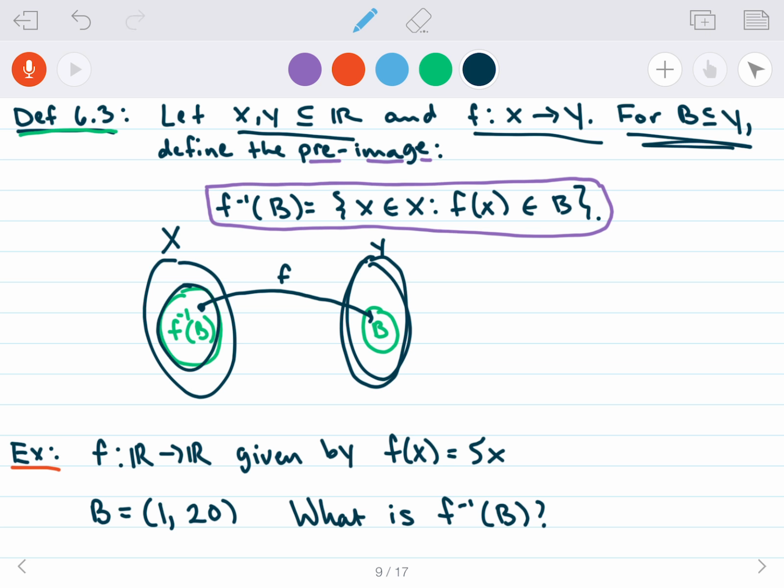I know it says f inverse, and I might accidentally say that sometimes, but when you have a set in here and not an element, you want to get used to saying pre-image of B and not inverse of B. You could say inverse image, but just know that the function might not actually have an inverse function. So anyway, what's the pre-image of B? That's going to be everything in X so that when I apply f to x, it lands in B.